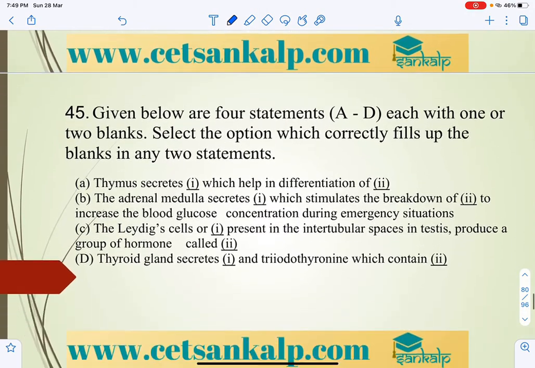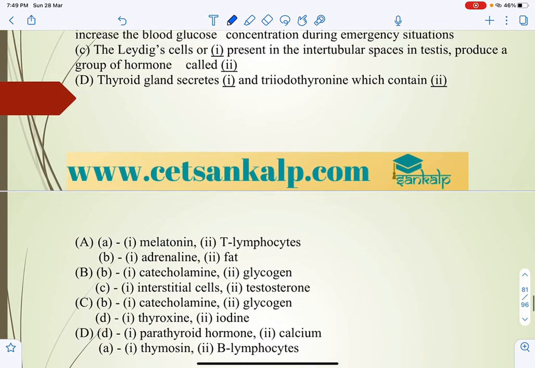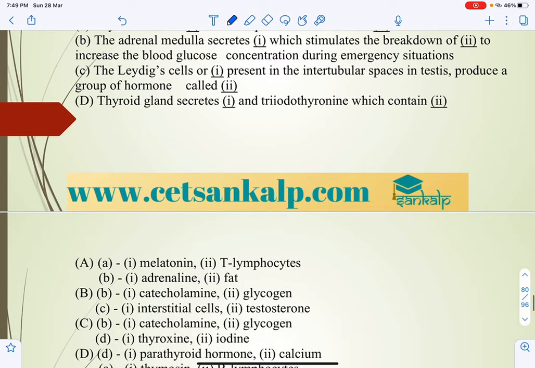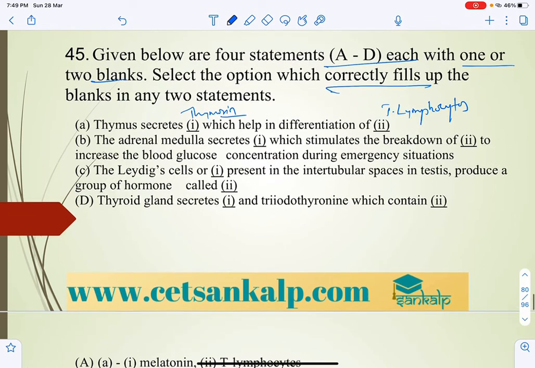So next, given below 4 statements A to D, each with 1 or 2 blanks, select the option that correctly fills. So 45th question, let us just fill this. Thymus secretes thymosin, and which helps in the differentiation of T lymphocytes. So answer for that is 45th question.